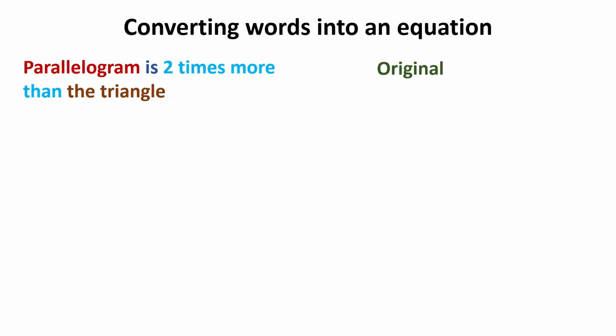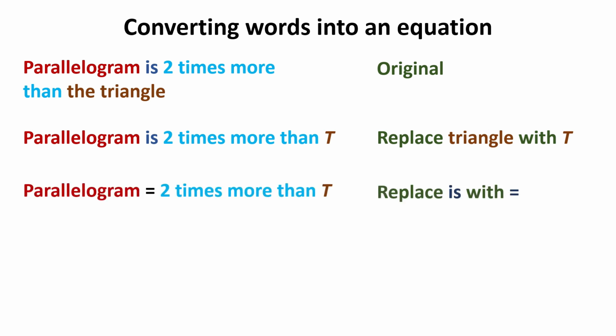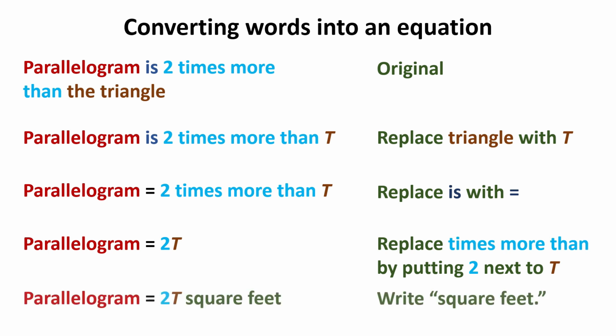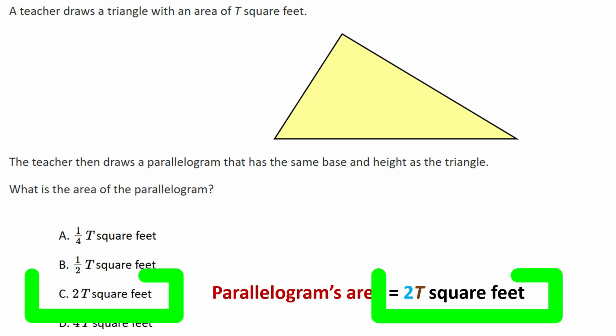We need to convert this phrase into an expression that is part of an equation, just like the answer choice formats. We'll replace the word triangle with a capital letter T. We'll replace the word is with the equal sign. We'll replace the phrase times more than by putting a number 2 next to the letter T. We'll add the units of square feet. Option C is correct, because the right side of the equal sign is the same as option C.